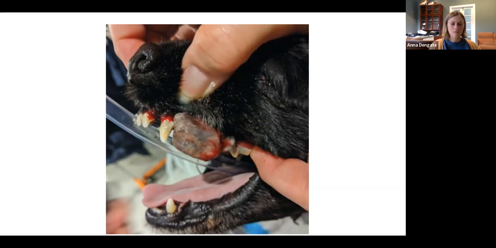What about if this was a cat? What tumours do we see in cats' mouths?